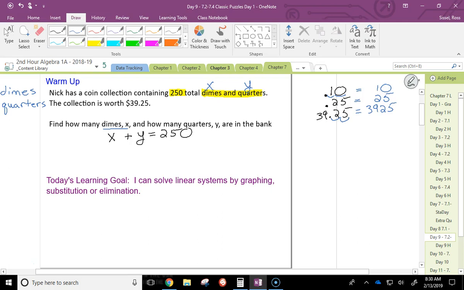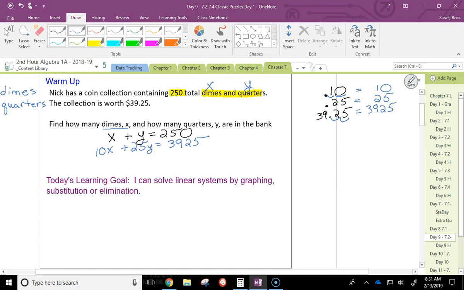Now my second equation: a dime's worth 10 cents, so 10 times x, because if I have one dime, 1 times 10 cents, I have 10 cents. So I'm going to say my cents times how many dimes I have, and 25 times my y, because it's 25 cents, and it has to equal 3,925. We have now set this up so it is two equations.